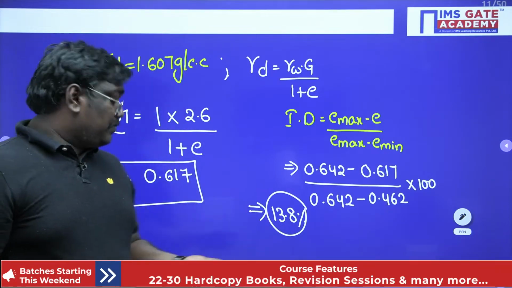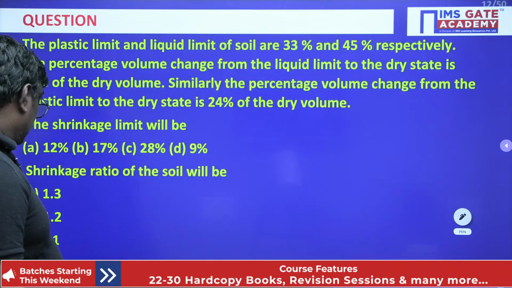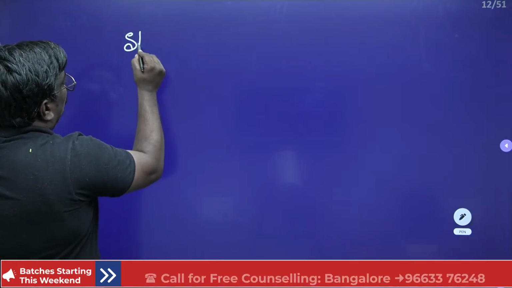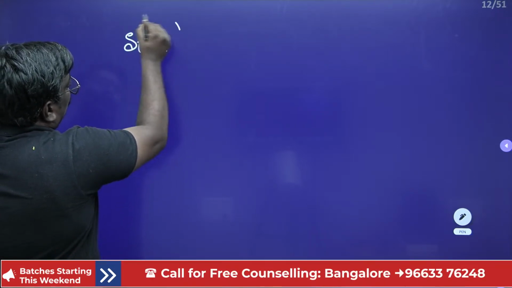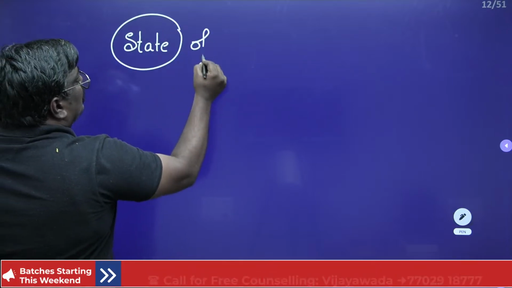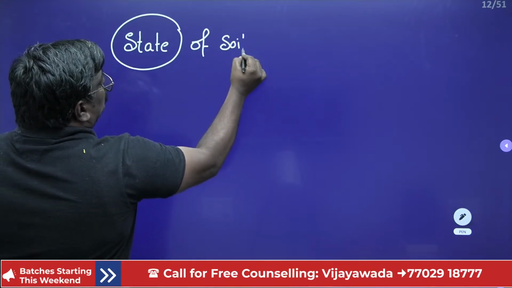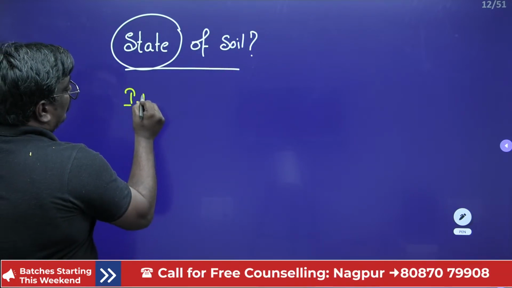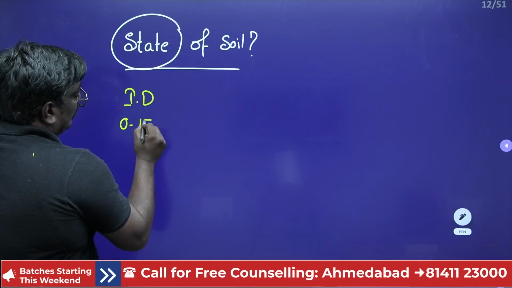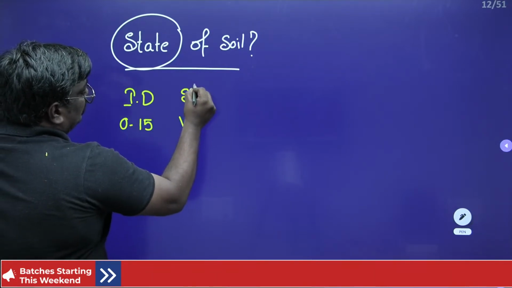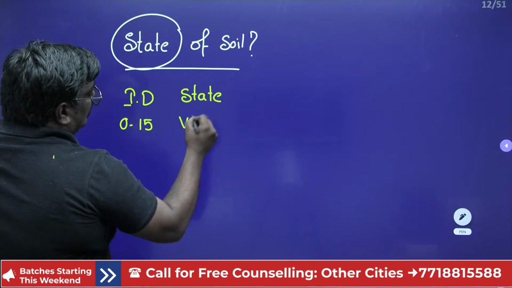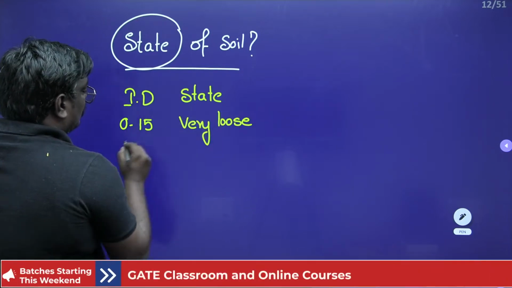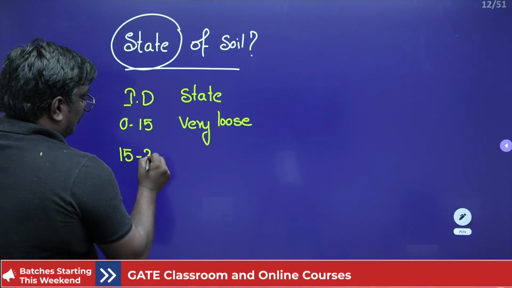But in some other problems, students, what they can ask you is, they can ask you what is the state of the soil. This question can also be asked. If they ask you what is the state of the soil, you see the density index. If the density index is 0 to 15, the state of the soil is very loose. If it is 15 to 35, it is loose.